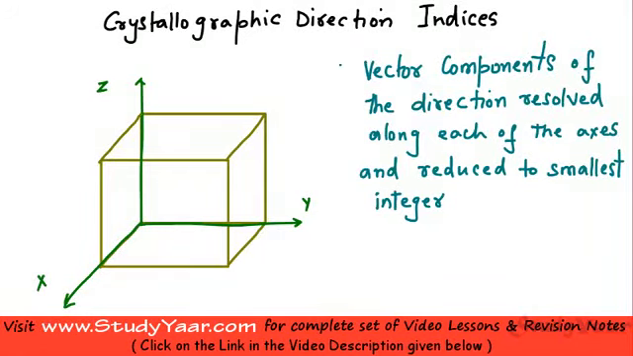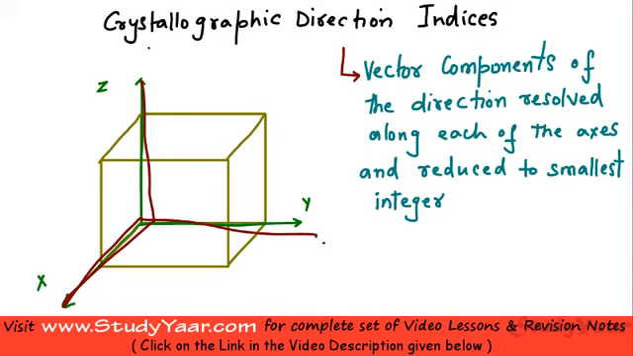Let's learn how we measure directions in a crystal lattice. We do that with the help of a concept known as crystallographic direction indices. Let me tell you the definition of crystallographic direction indices. They are the vector components of the direction resolved along each of the crystallographic axes.